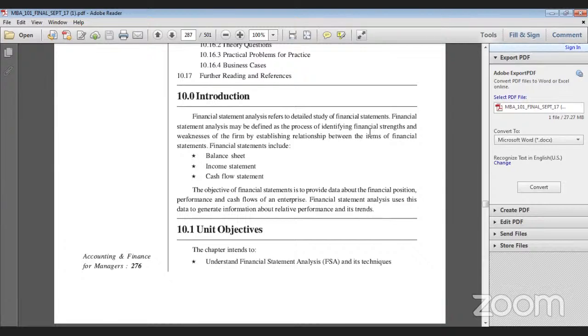Important points. The objective of financial statements is to provide data about the financial position, performance, and cash flow of an enterprise. Financial statement analysis uses this data to generate information about the relative performance and its trends. So financial statement analysis deals with the study of financial statements.